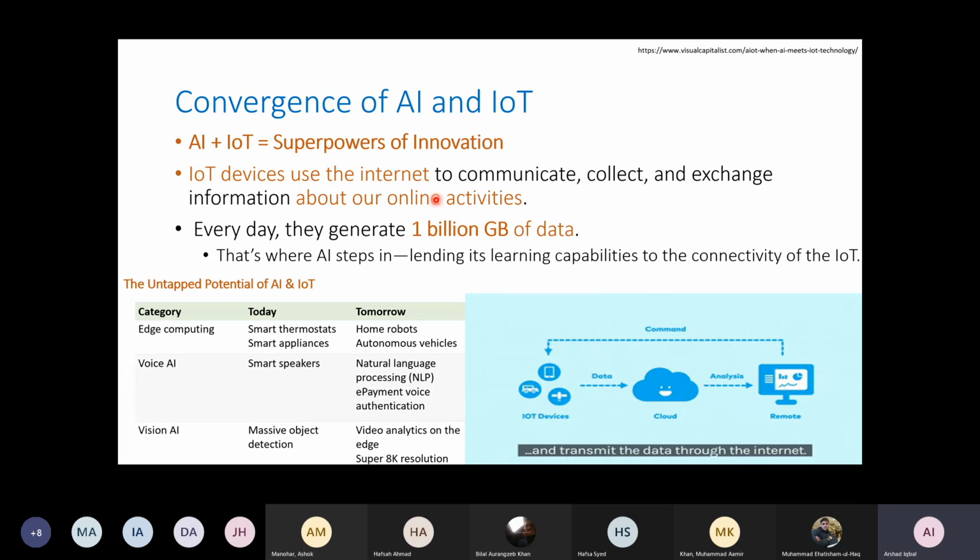So, the untapped potential of AI in IoT, if we compare today with tomorrow across different categories. For example, edge computing today provides smart thermostats and smart appliances, and tomorrow it will provide home robots and autonomous vehicles. In voice AI, today it provides smart speakers, and tomorrow natural language processing, e-payment, and voice authentication. In vision AI, today it provides massive object detection, and tomorrow video analytics on the edge and super 8K resolution.